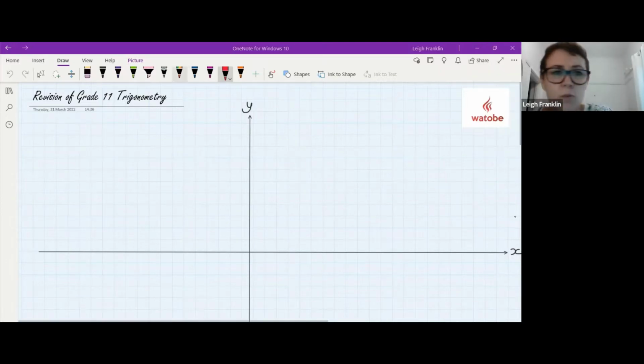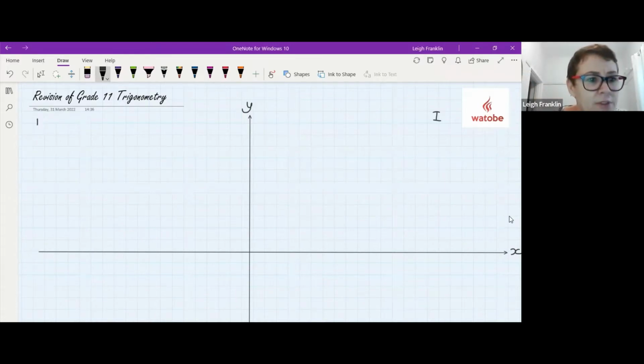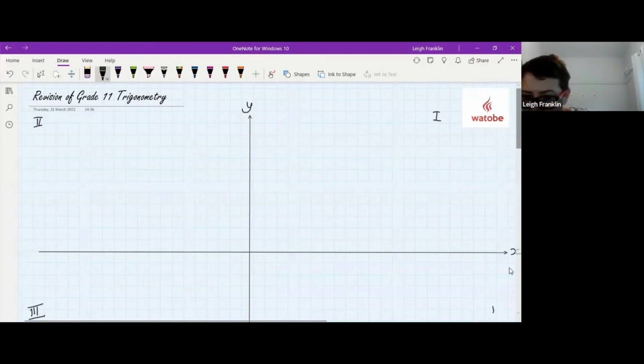All right, so this one over here in the top right-hand corner is always quadrant number 1. And then to its left, this is always quadrant number 2. And then here below, this is always quadrant number 3. And then down here on the right-hand side, this is always quadrant number 4.